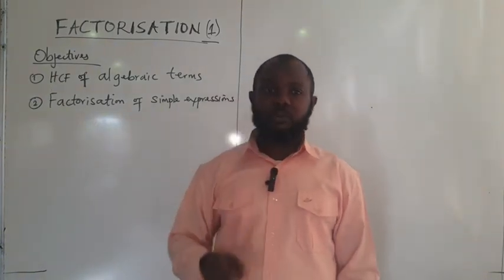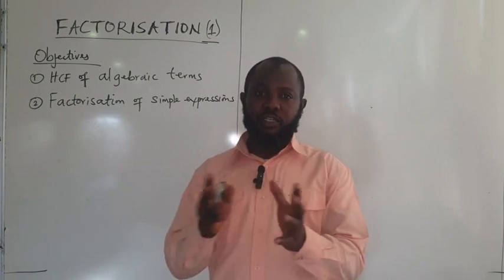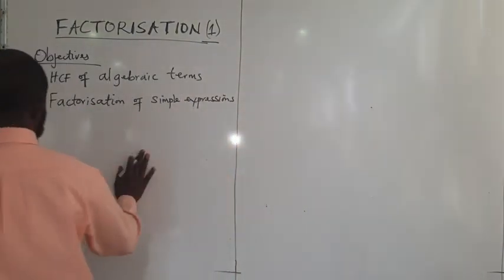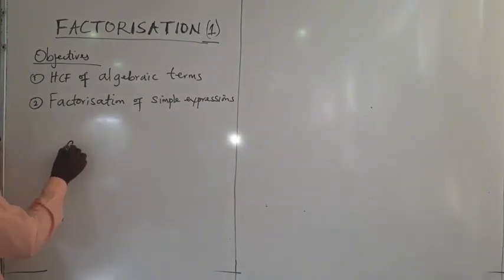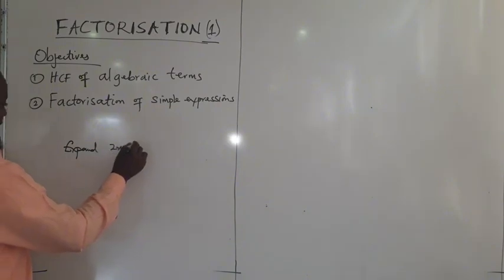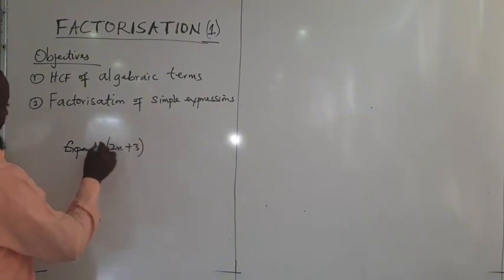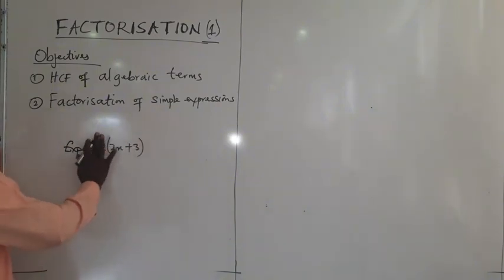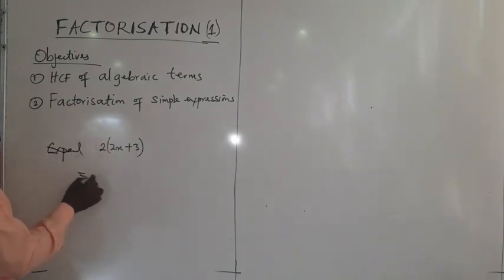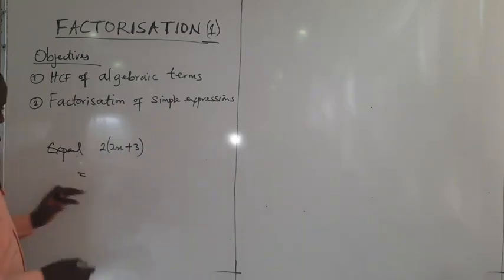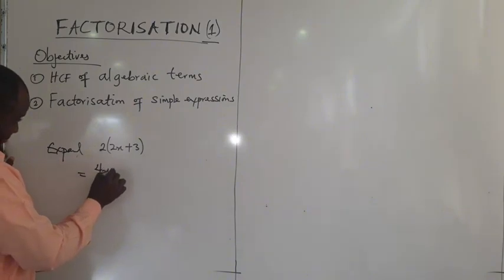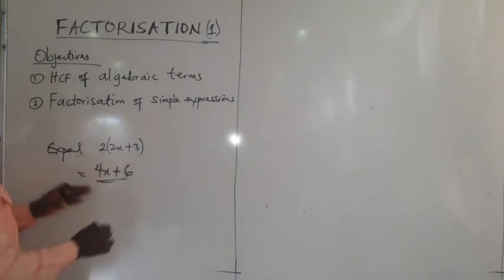So when we talk about factorization, factorization is the opposite of expansion. Don't forget how we treated expansion. For example, if you are asked to expand 2(2x plus 3). So you have to expand this. What you are meant to do is open the bracket. So when we open the bracket here, we're going to have 4x plus what? Plus 6. So this is expansion.